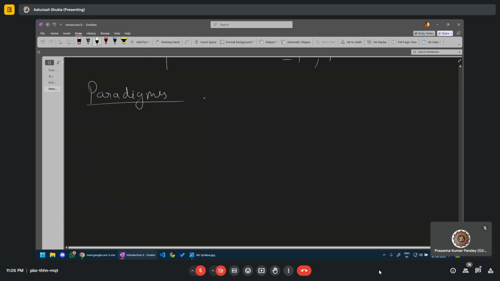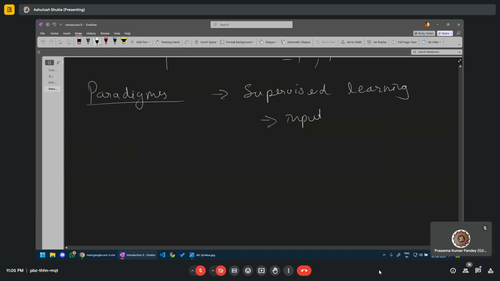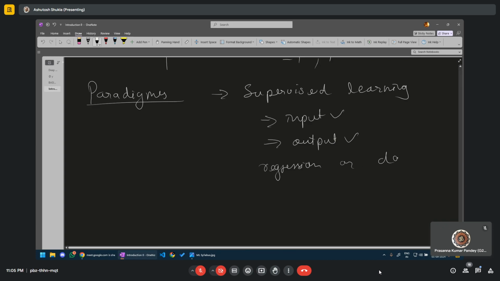Okay, so first of all, the first thing that you need to know is supervised learning. Supervised learning is basically when you have the input, you have the output, and you just have to find either classification or regression. So regression or classification.